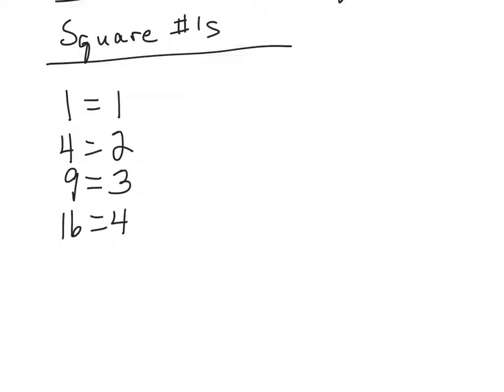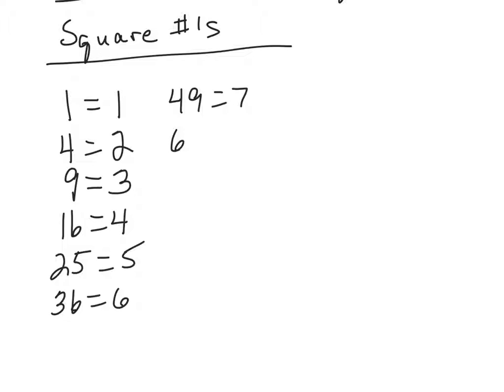How about the next one? 25 is 5 times 5. 36 is 6 times 6. 49 is 7 times 7. 64 is 8 times 8, or 8 squared. 81 is 9 times 9. That's right. 100 is 10 times 10.